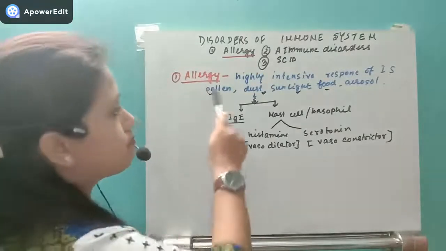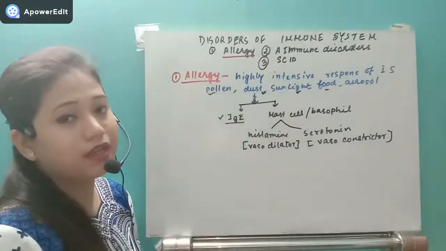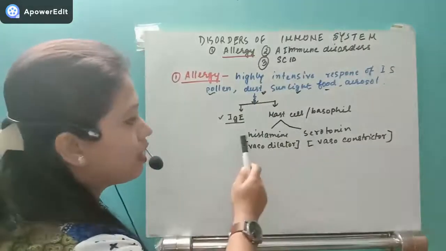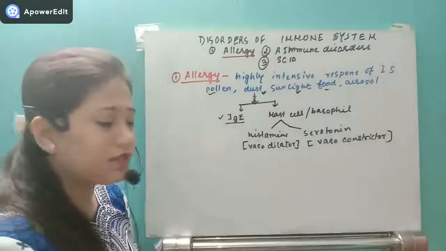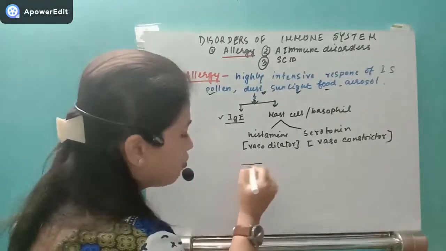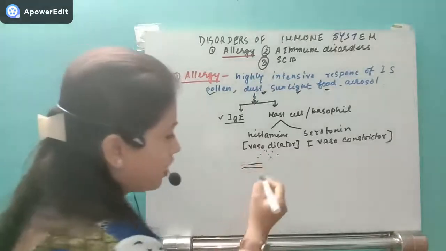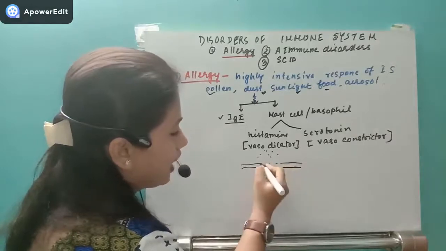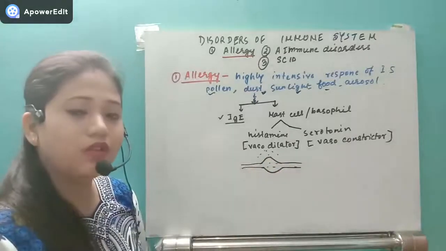Because whenever this type of allergen is experienced by the immune system, then the mast cell or the basophil will start to release histamine. And whenever histamine is released from the mast cell, then we have this blood vessel, right? So this blood vessel will dilate. Okay, now why does dilation of this blood vessel occur?